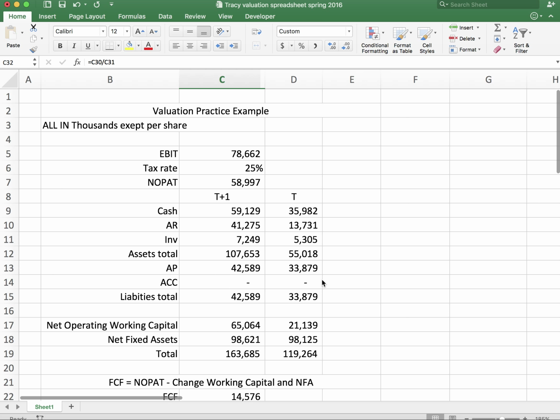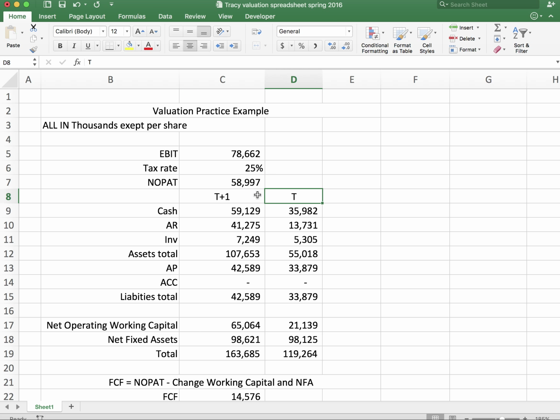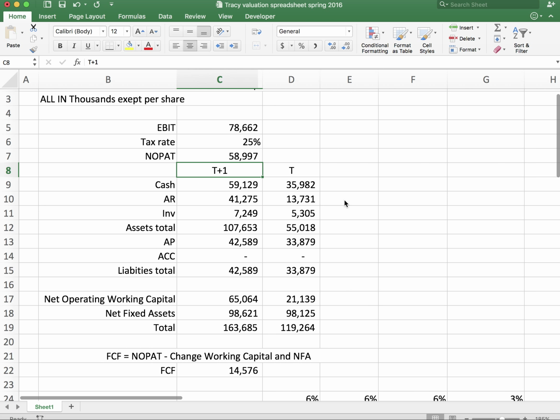So to recap, I'll go through this again. EBIT is going to be a number that you get from the accounting statements, as is the tax rate. Net operating profit after tax is simply the after-tax cost. So it's EBIT times 1 minus the tax rate, which gives you 75%. So it's the money that's left over. And these are two time periods. I put this as the previous year and this as the current year. It doesn't matter which way you do it, as long as you keep it straight.